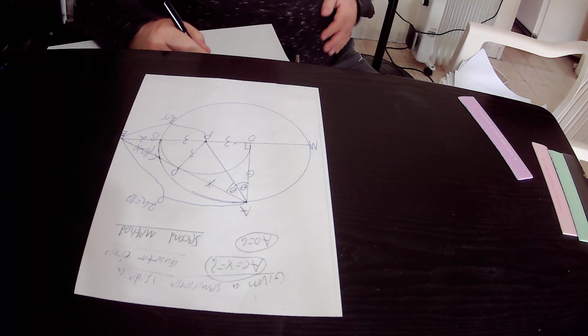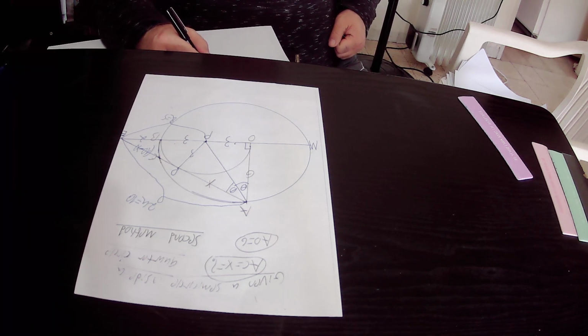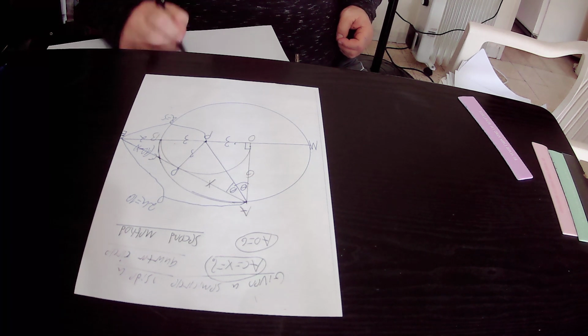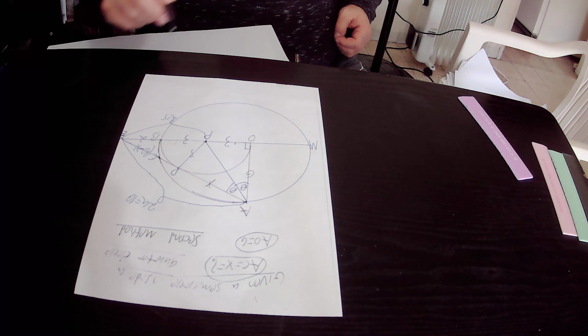I write it down. According to rule number 3, EC, or C, it is the same, times EA equals EB times EM.